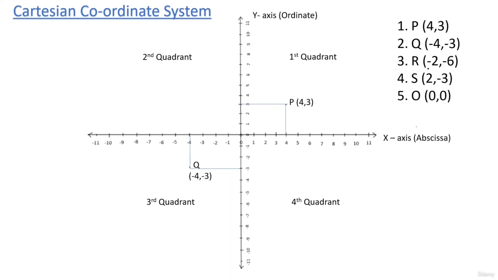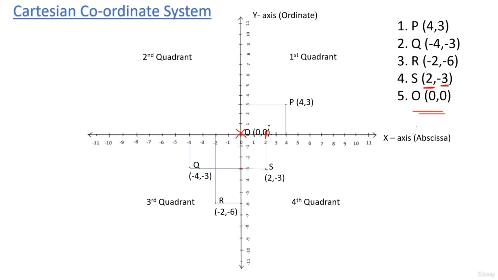So in x we will go minus 2, like this here, and in y we will go minus 6, so somewhere over here, this is where you will have point R. Let's talk about point S, which has x coordinate 2 positive and a y coordinate which is minus 3. So 2 and minus 3, S will be located here. And the last point is O, (0,0), it is the starting point, the origin. This is where you have O.